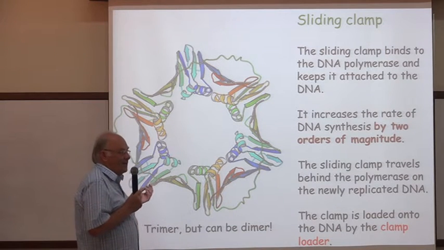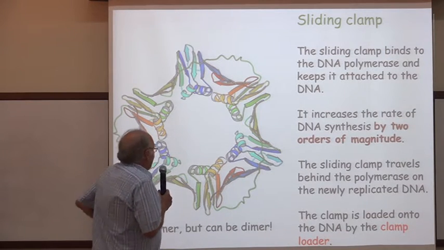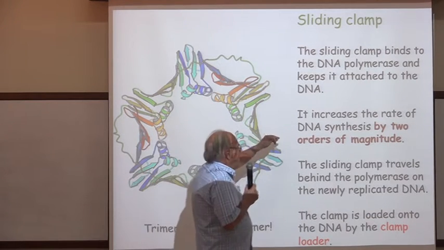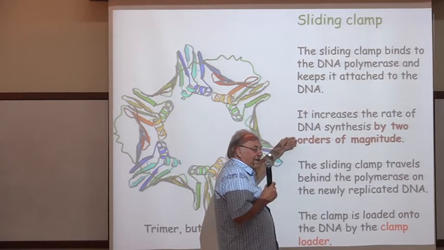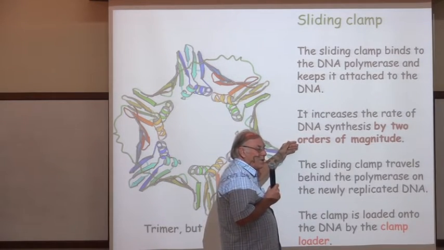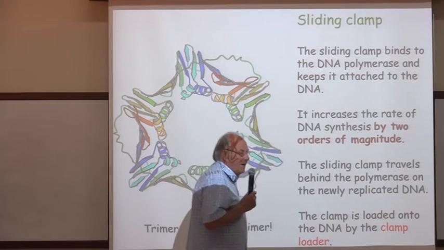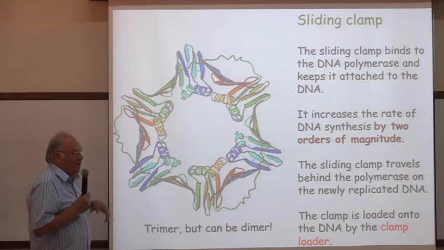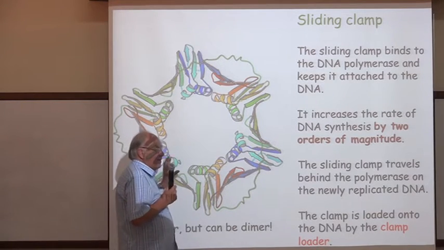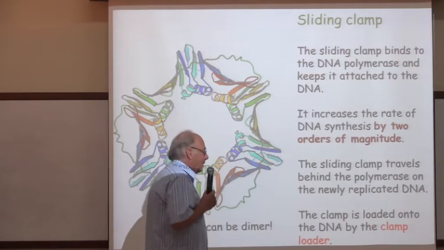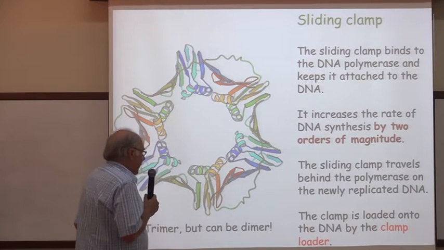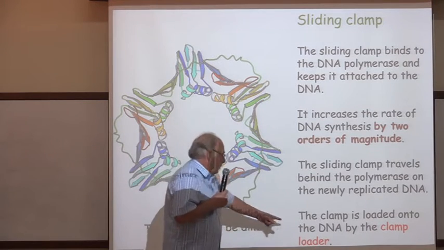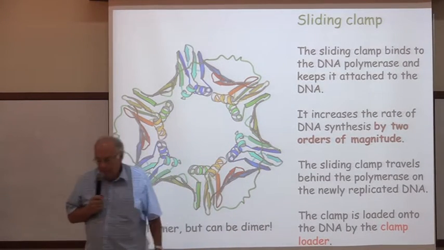So in such a case, the ring has to be opened, and this is what the clamp loader is doing. And actually, due to the existence of this clamp, the DNA synthesis becomes much more rapid. So maybe 2 orders of magnitude improved rate of DNA synthesis. Because otherwise, the DNA polymerase may fall off. So this is holding on to the DNA polymerase to prevent things from falling off. So as I say, the clamp is loaded onto the DNA by the clamp loader.